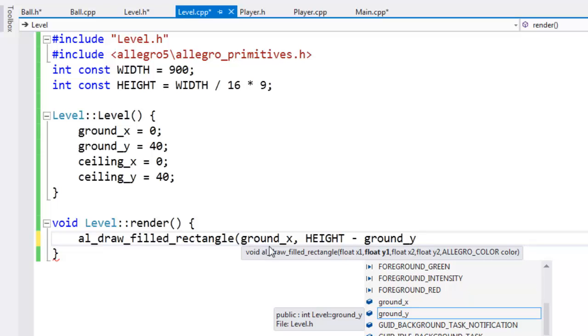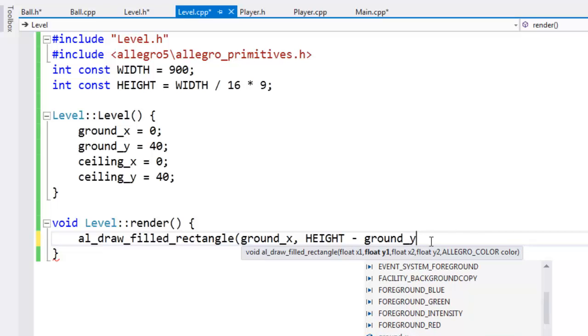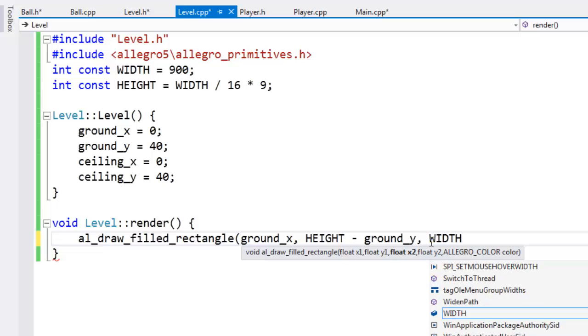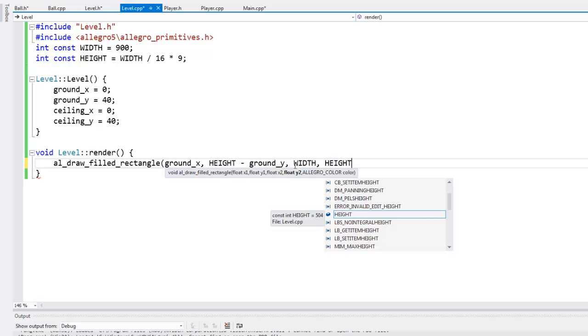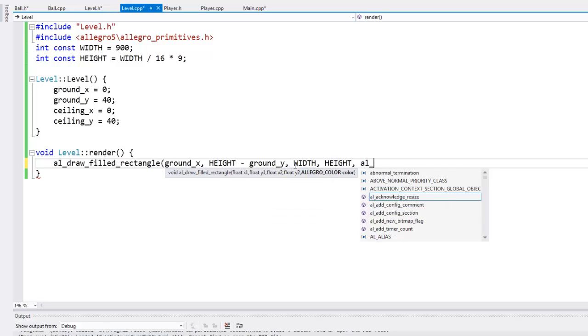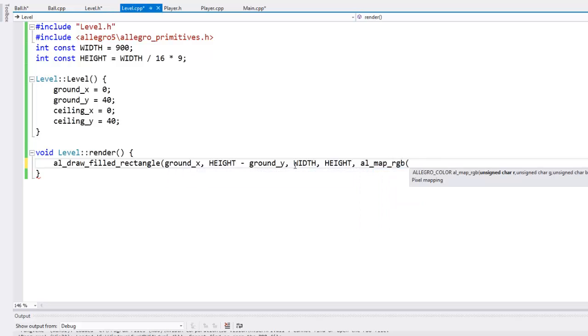The starting upper left corner is going to be at ground X, which is 0, on the left side. And Y is going to be height minus 40, because if it was just 40, it would be way at the top of our screen, but we want the entire height and then minus that. It's kind of hard to wrap around, but you'll figure it out. Then we have width and height for our bottom right corner. And then once again, we're going to map some colors.